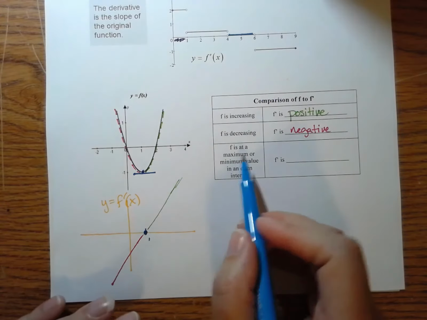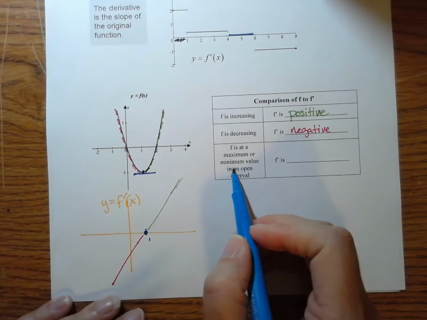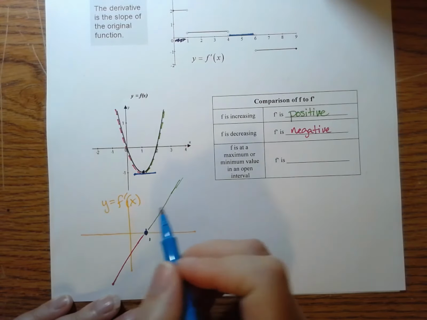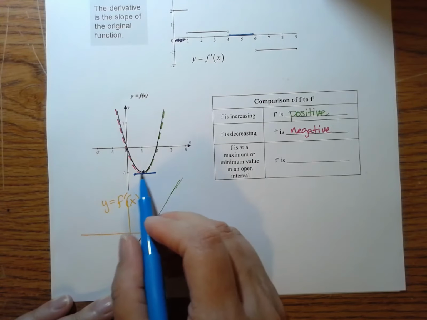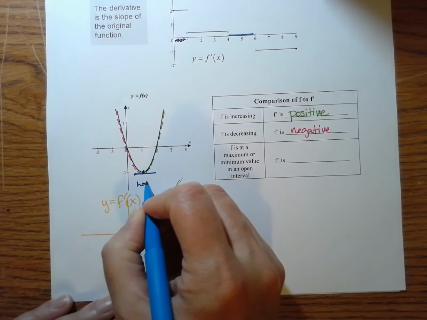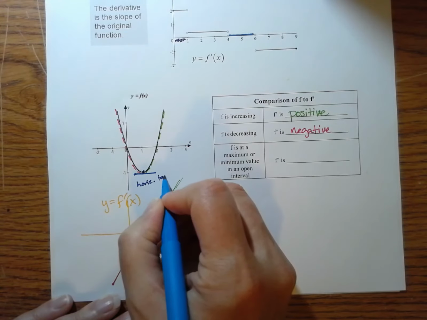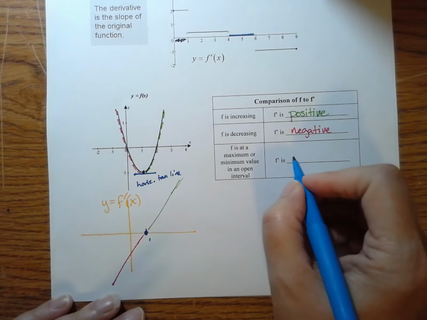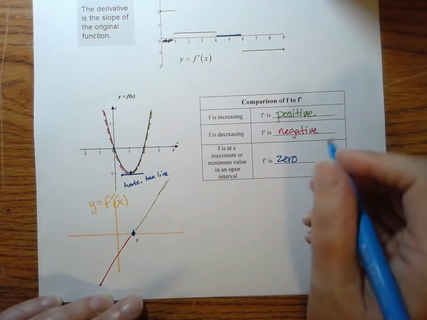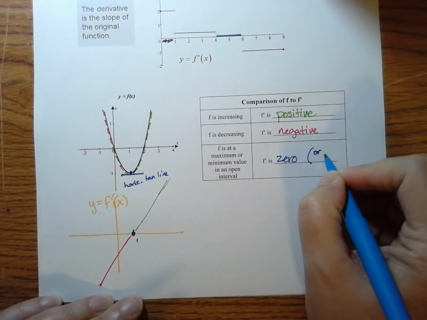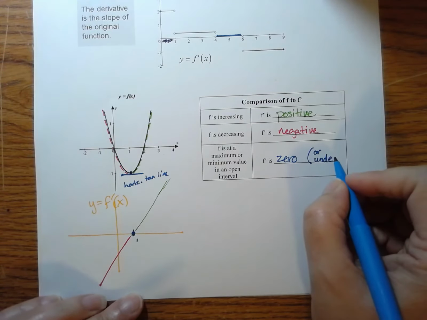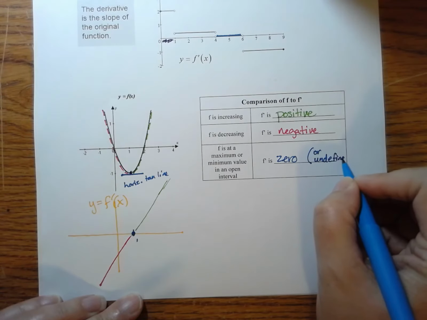And then when the function is at a maximum or a minimum value, like the turning point right here in an open interval, that point is a place where your derivative will be 0 because your tangent line is horizontal. So if you have a horizontal tangent, then the derivative is 0. Now the derivative also could be undefined, and we're actually going to see one in this lesson. The derivative could be undefined at one of those maximum or minimum values, so you have to be careful about that.